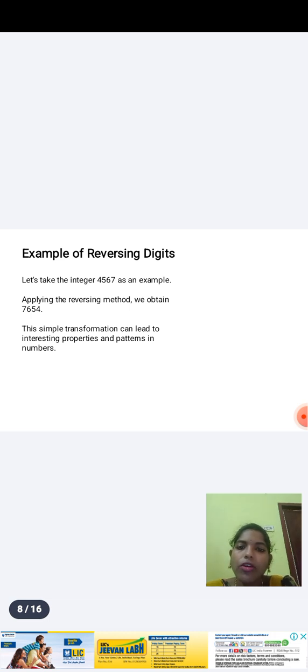Next, an example of reversing digits. Let's take the integer 4, 5, 6, 7 as an example. Applying the reversing method, we obtain 7, 6, 5, 4. So it's just reversing the digits, like reversing the alphabets. This simple transformation can lead to interesting properties and patterns in numbers.